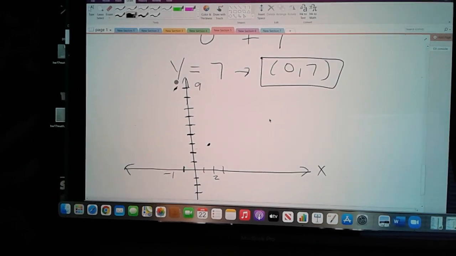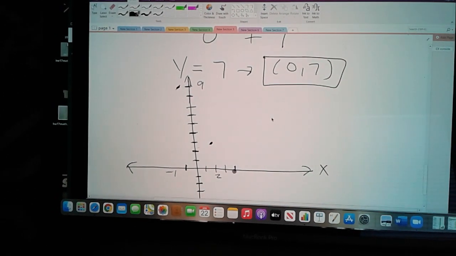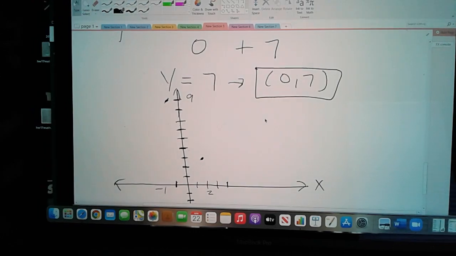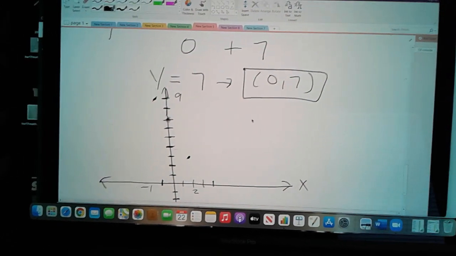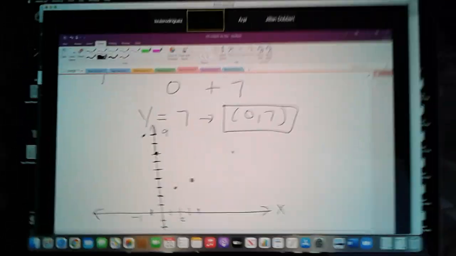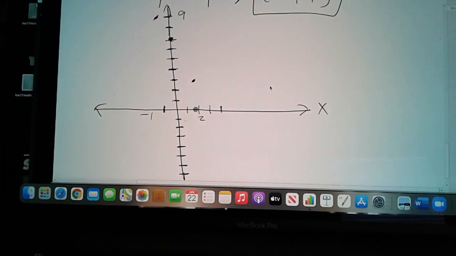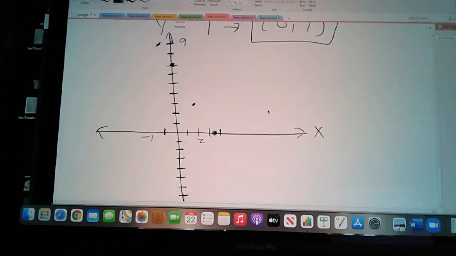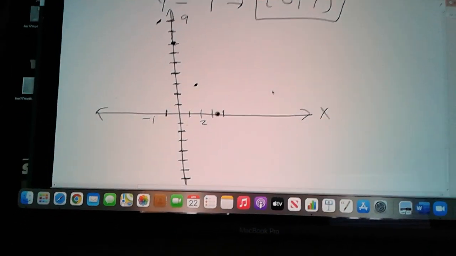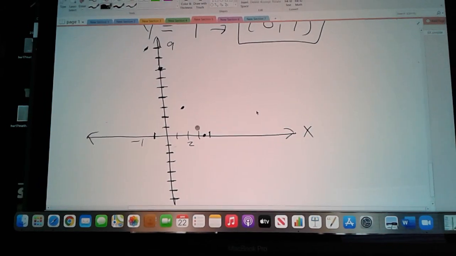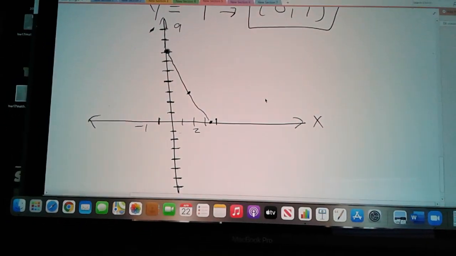And we found the intercepts already. We found that the y-intercept was 0, 7. So here's 9, 8, 7. And 3.5, 0 is the x-intercept. So 1, 2, 3, 3.5, 0. So you see how they all lie on the same line, basically, if I connect the dots.